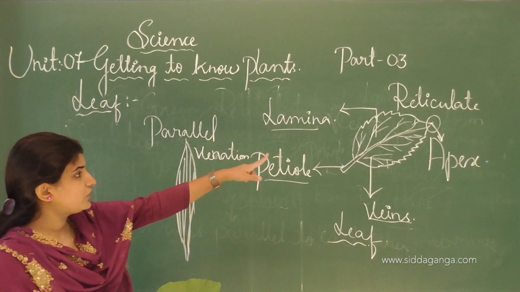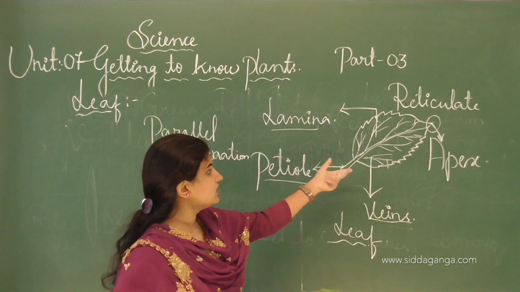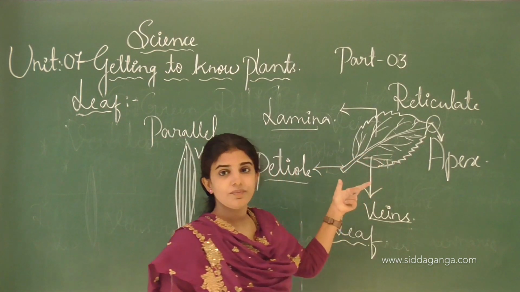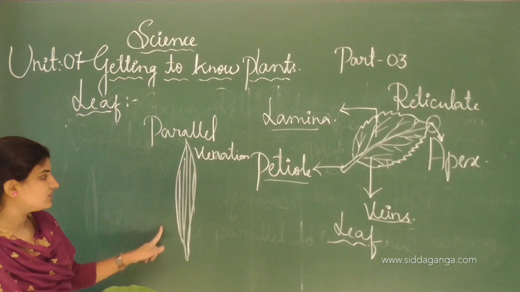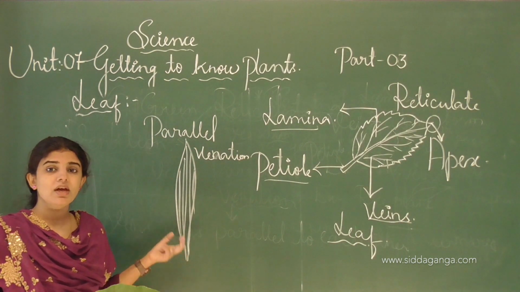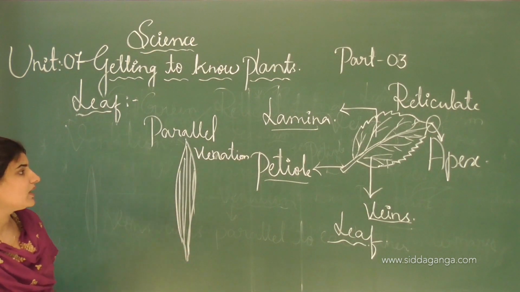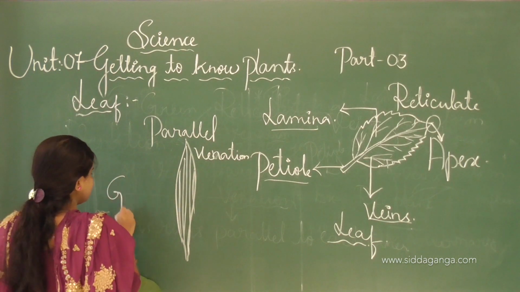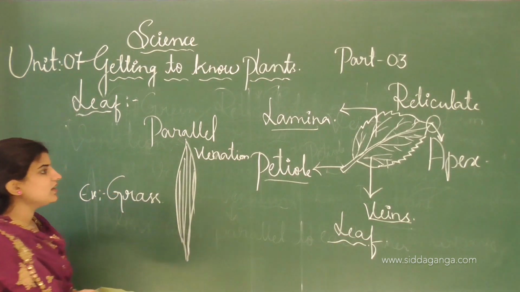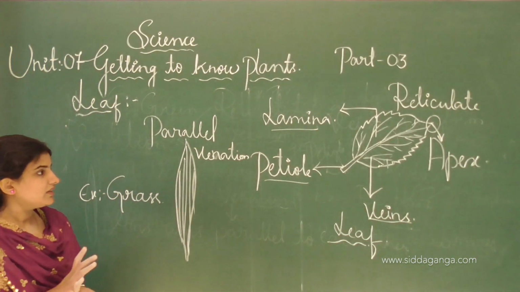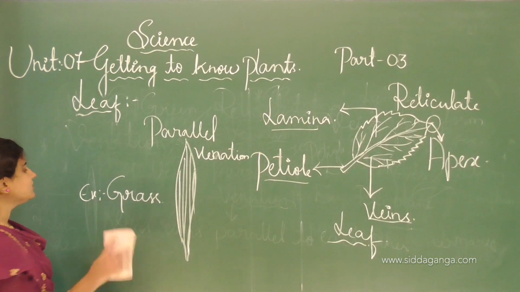One is the reticulate venation. Example is the hibiscus leaf, where you can see the network of veins arranged, and one more is the parallel venation, where you can see that the veins are arranged parallel to each other. This one is the grass leaf, an example for the parallel venation. This is how the leaves will be divided, and the next one is the functions of the leaf.